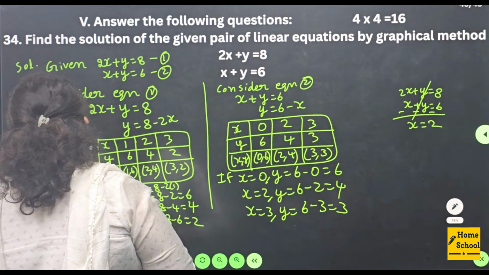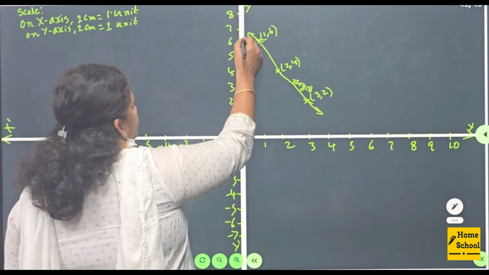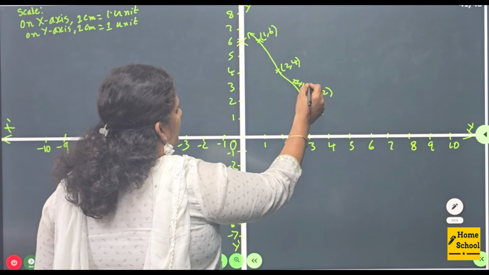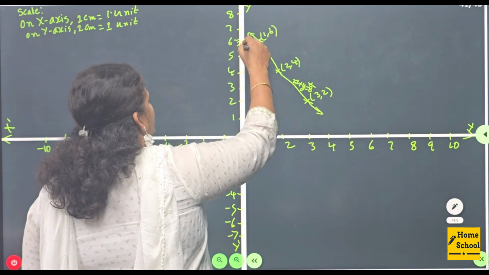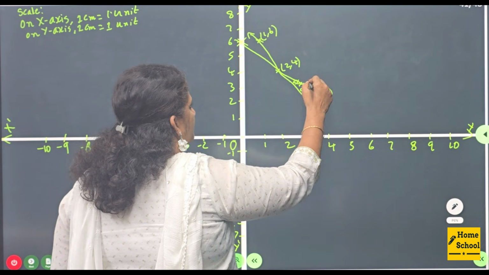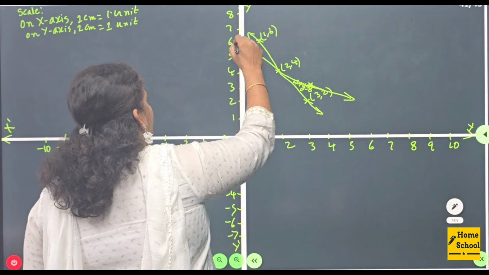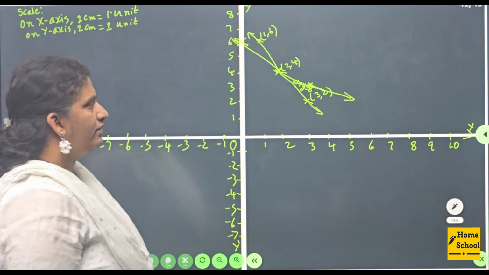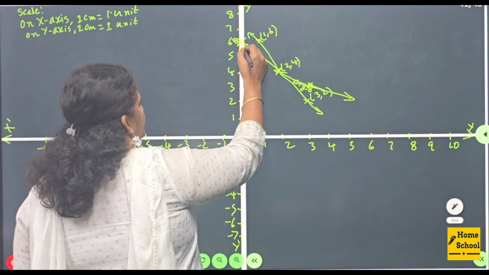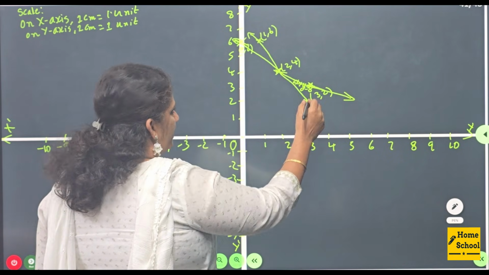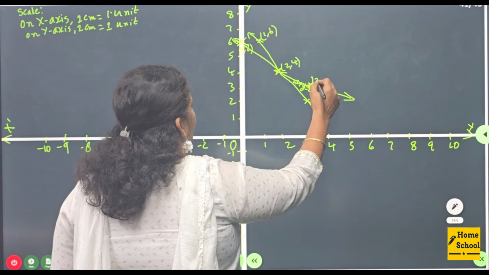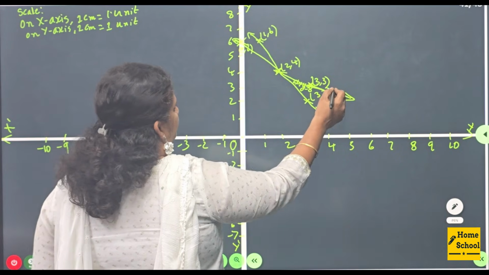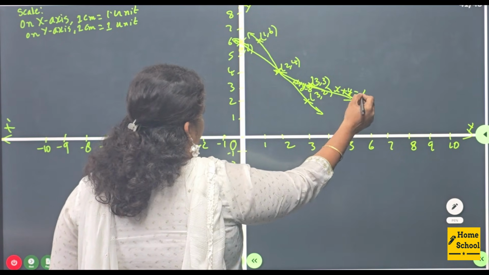0, 6, 2, 4, 3, 3. 3, 3 means here itself. So now try to join these. See, you need not adjust here, children. You are going to get the exact point. The coordinates are 0, 6, 2, 4 already there, and here you are going to get 3, 3. And your line equation is x plus y equal to 6.